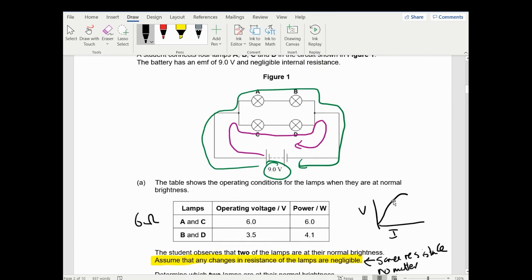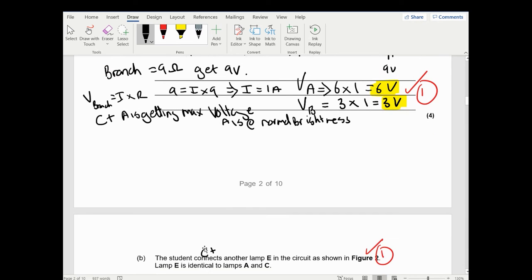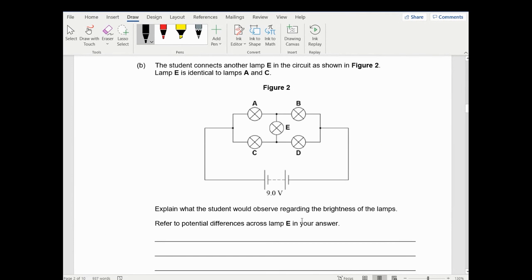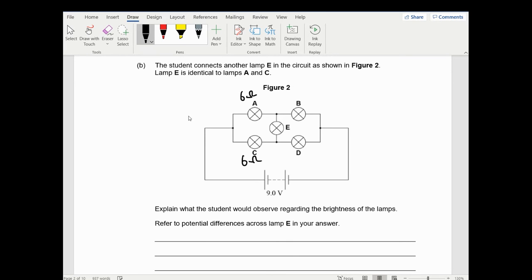And as you can see here, all I did was redraw the circuit and label it. Okay, so this is now what's going to happen. This is exactly the same circuit, and we know that this is 6 ohms, this is 6 ohms, this is 3 ohms, and this is 3 ohms. And we're told that we're going to connect another lamp across this, and this one here is also going to be 6 ohms because it's identical to A and C. Okay, and it's stuck between these 2 points here.